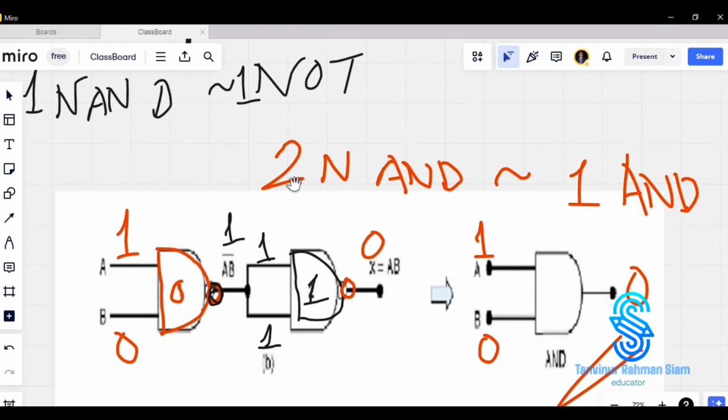But in case of two NAND gates, while you are using them as an AND gate, you are putting them in the arrangement of series connection.